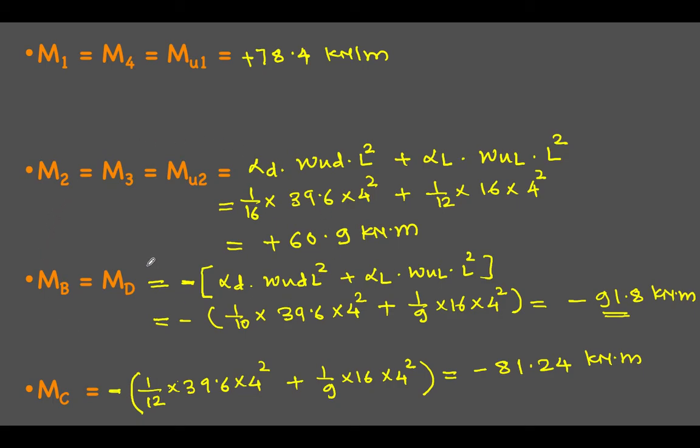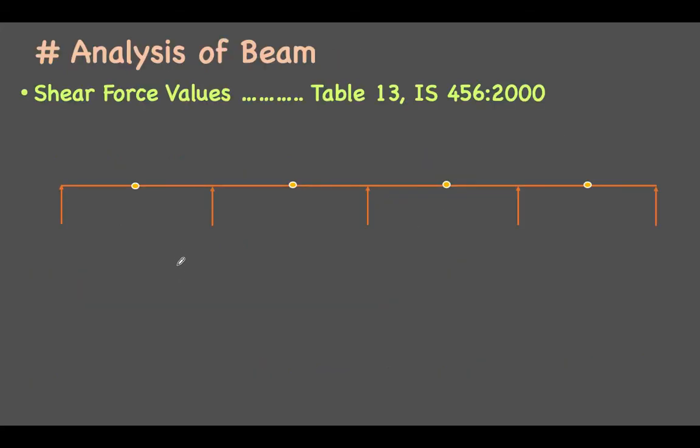When we have such symmetrical loading and symmetrical span, it is quite easy to refer to IS 456 table number 12 to calculate moment values. Otherwise, what are we supposed to do? We have to calculate these moment values using the moment distribution method. Of course, I am going to show one numerical wherein we analyze a continuous beam using the moment distribution method. Fine.